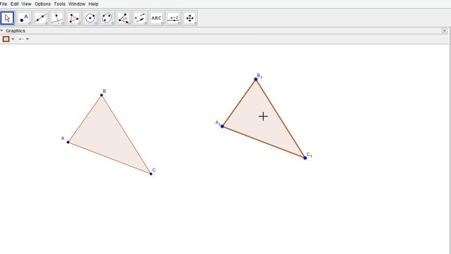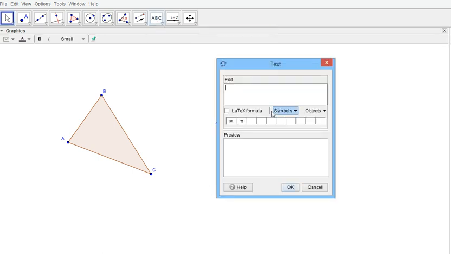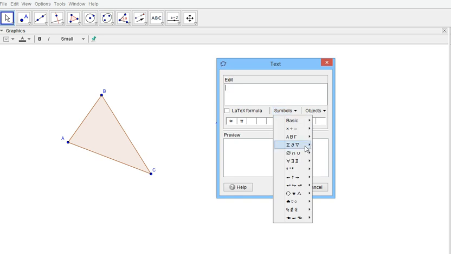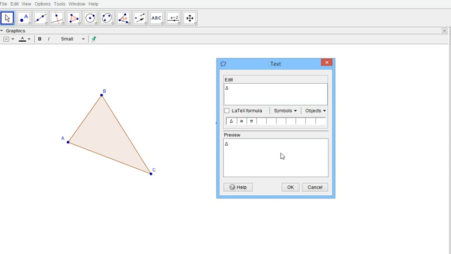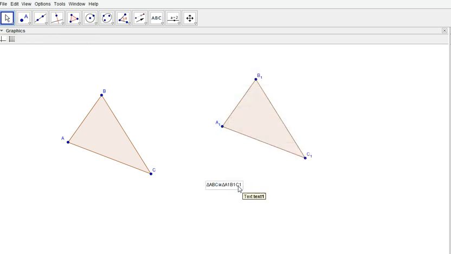Now the trick is, how do I write a congruent statement? Well, I say triangle. I wonder if I have a symbol for triangle in here. Ooh, it looks like I might just have that. There we go. Triangle ABC is congruent to triangle A1, B1, C1. And there's my congruent statement.